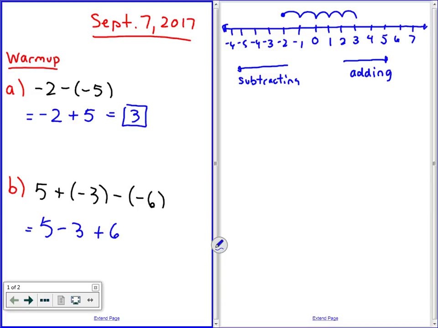All right, Chris, what's 5 minus 3, please? 2, good. And 2 plus 6 is? Perfect. Okay. Now, I'm just going to get rid of that negative comment here.